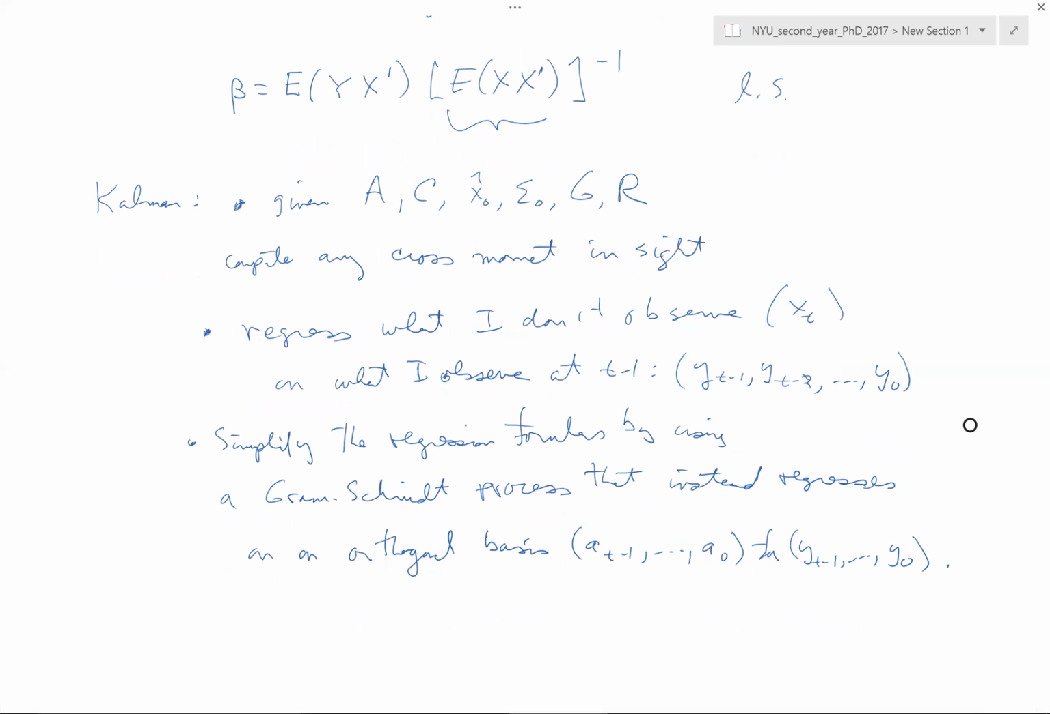And then he's going to simplify things by reformulating this information into an orthogonal basis. And what an orthogonal basis means is that a t minus 1 is orthogonal to a s for all t minus 1 not equal to s. And if you look up Gram-Schmidt on Wikipedia, there's a procedure for doing that. And that procedure can be interpreted as running some regressions sequentially. And that's exactly what, following in Kalman's footsteps, we're going to do.